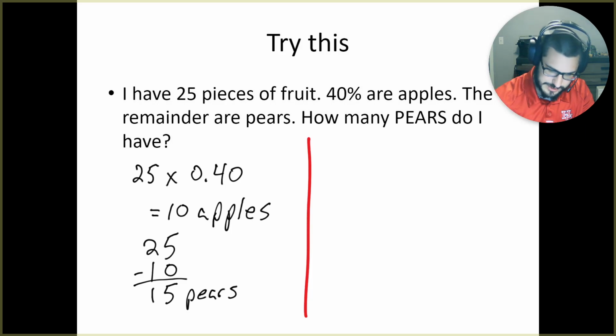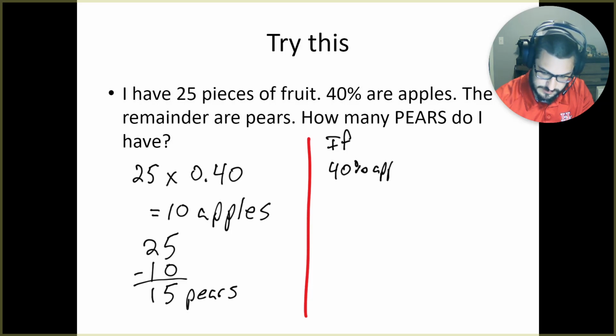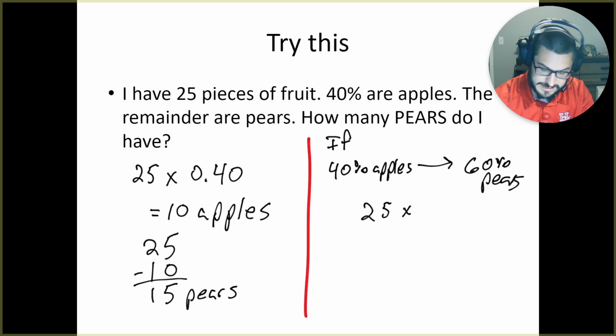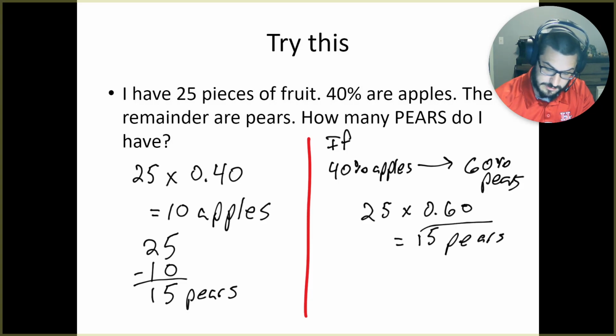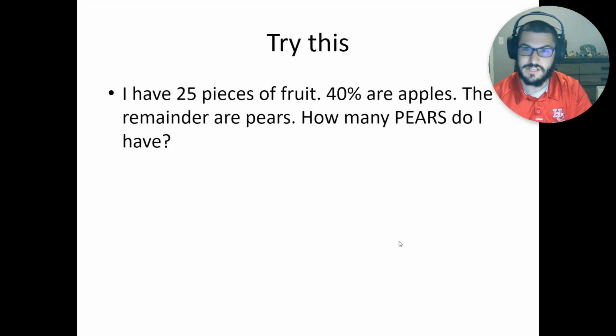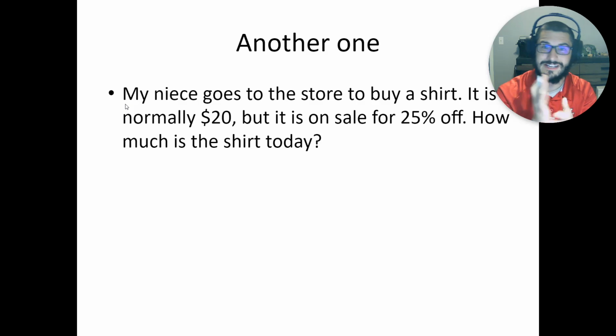The other way that you can do it is if I've got 40% apples, then that means that I've got 60% pears. And then I can just do my multiplication here. So 25 times 0.60, and that gives me 15 pears. All right, again, I'm just giving you guys options for tackling these problems. Both of those work perfectly fine. So we've got another one.